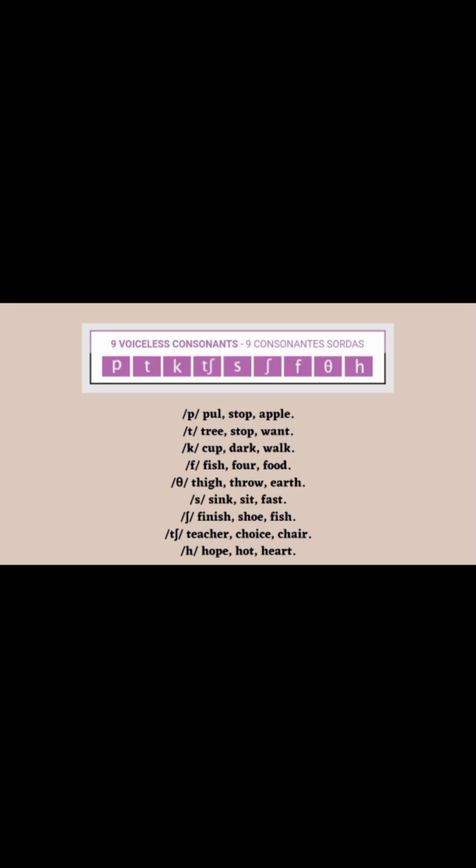T is an example of a voiceless sound produced by placing the tip of the tongue near your front teeth and then releasing it. And the K sound is an example of a voiceless sound produced by blocking the airflow behind your soft palate with your tongue and soft palate.